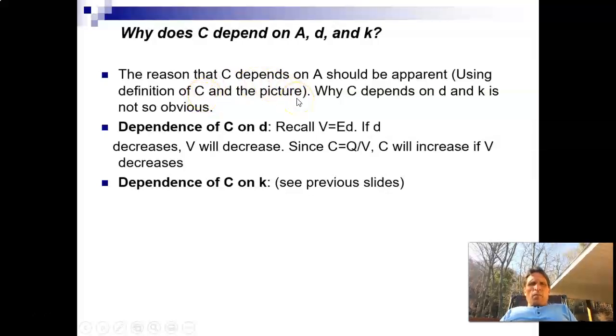Dependence on the gap thickness is a little tricky. It's not so easy to see, except if we go back to our favorite formula, V equals ED. If D decreases, meaning we put the plates closer together, that will reduce the potential difference. If we reduce the potential difference, we increase the capacitance. And the dependence on K is just what we discussed in the previous slides. If you reduce the electric field, you reduce the voltage, you increase the capacitance.